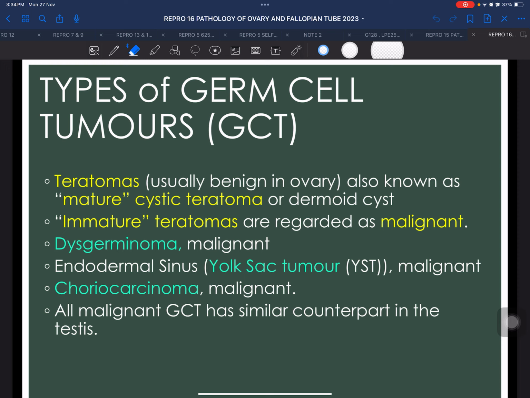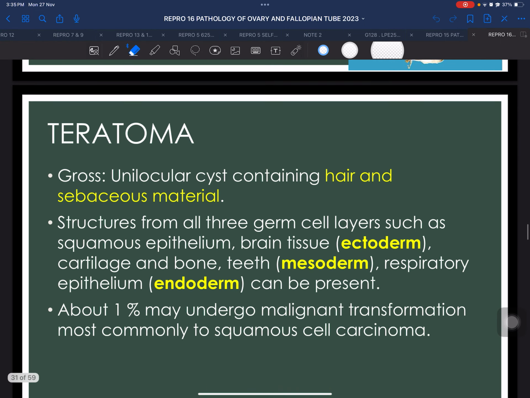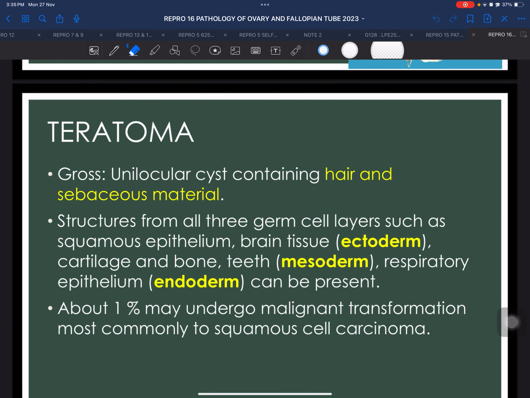So you have teeth, you can have bones, cartilage, and hairs developed from these germ cell layers. Right? So this is the mature cystic teratoma that can occur. Here is another lesion where you can see a few teeth and hairs inside it. Grossly they are unilocular, containing hair and sebaceous materials, but you also have other structures from the 3 germ cell layers. And these neoplasms can sometimes be complicated by infertility.